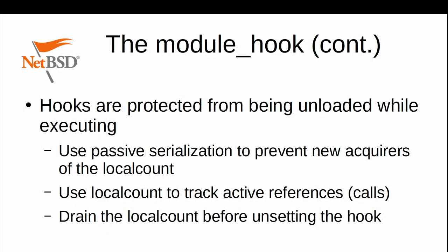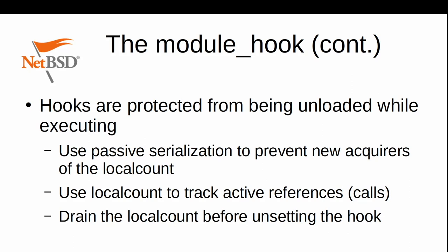So the mechanism that was used for protecting the hook from unloading is actually fairly heavyweight. I couldn't think of a very lightweight way to do it, unfortunately. But we actually have passive serialization involved to prevent someone from starting to acquire a local count synchronization item. The local count is the ref count for the actual invocation of the compat code. But if you want to unload the compat code, you have to wait and drain the local count.